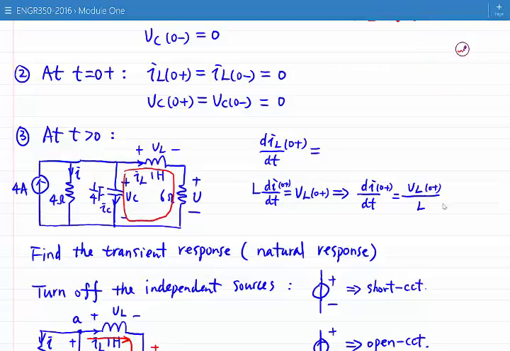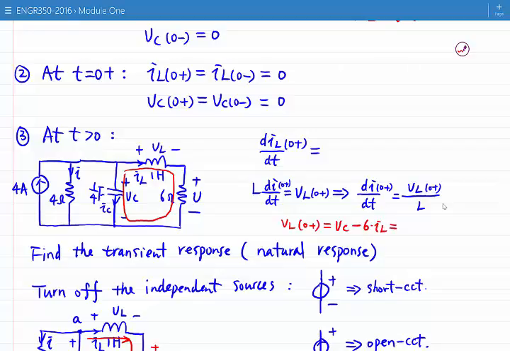So basically you see here, VL voltage is equal to VC voltage minus V. V is the voltage of the 6 ohm resistor. So that means VL at 0 plus is equal to VC voltage minus V, which is 6 times IL.